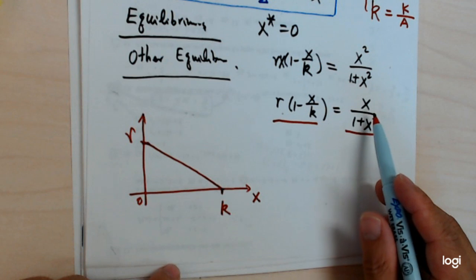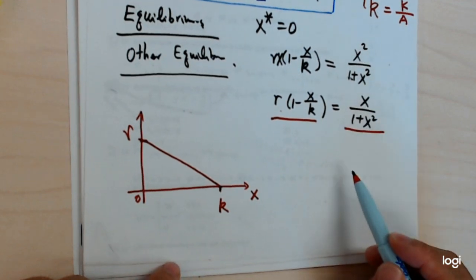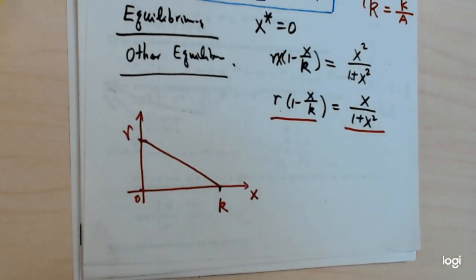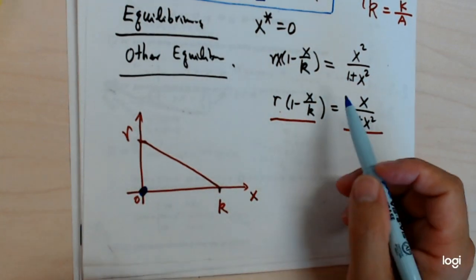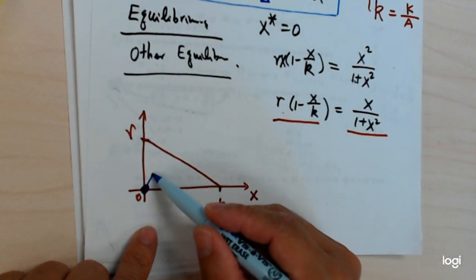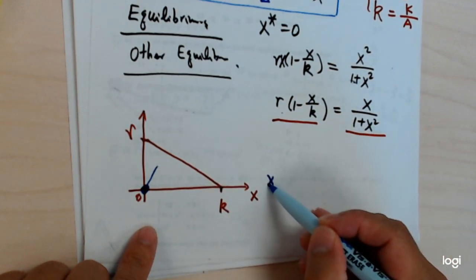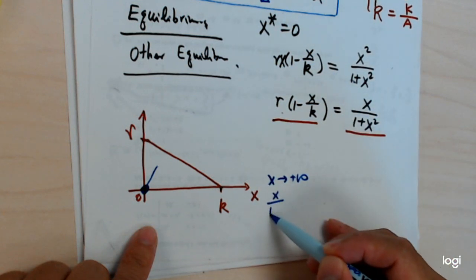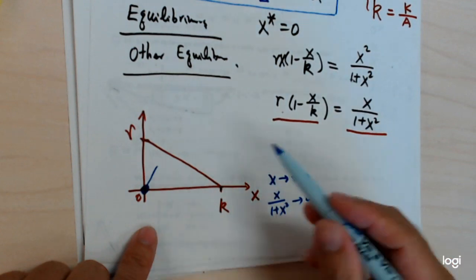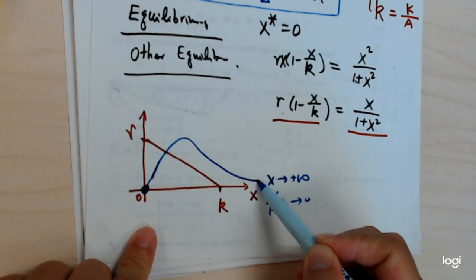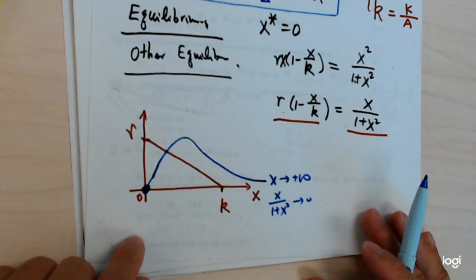And then we try to plot the graph of x over 1 plus x squared. Let's take a look at this guy here. When x is 0, it is 0. And when x increases, this function value will increase. But many of you probably notice when x goes to infinity, this guy goes to 0. So it'll drop down. So this curve looks like this.